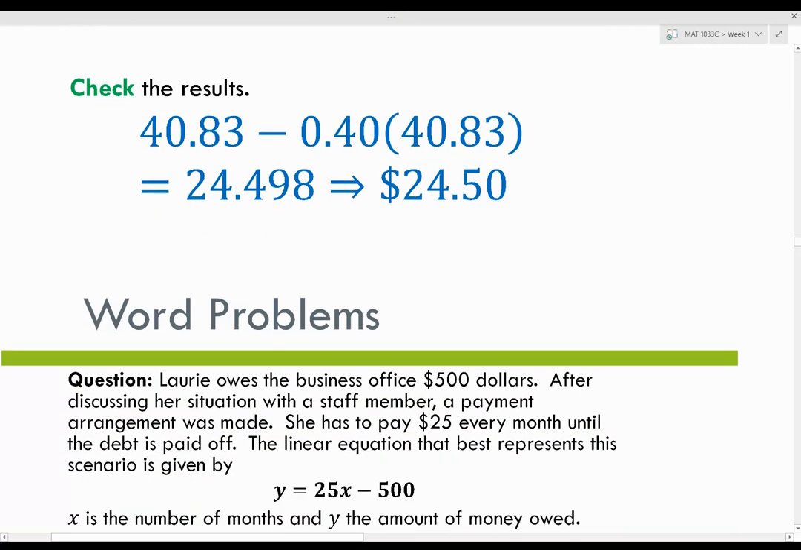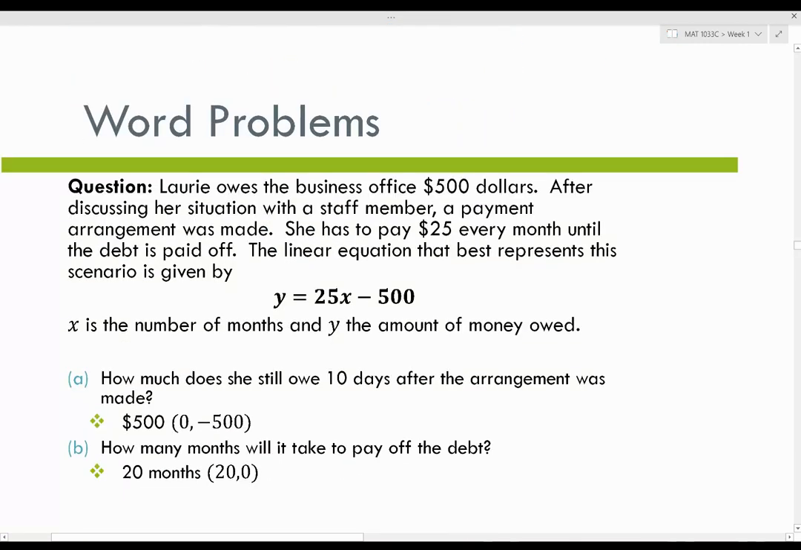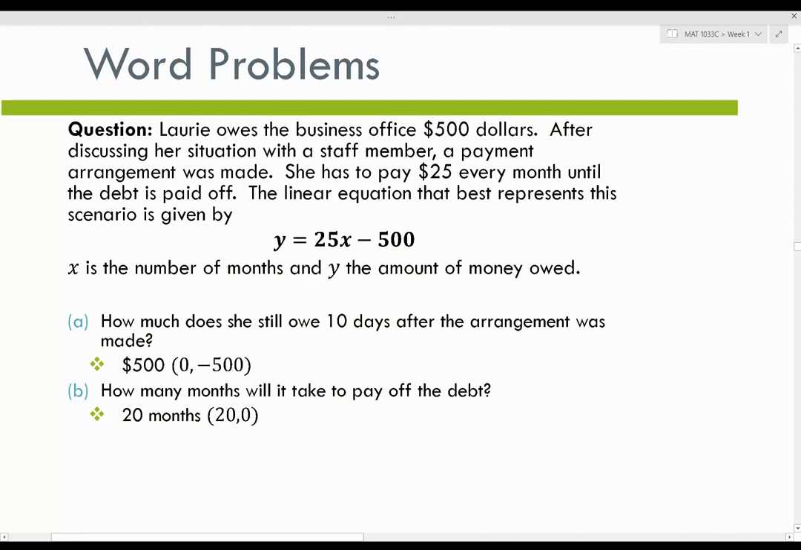All right, let's look at another word problem. So remember, our first step is to read the problem. It says, Lori owes the business office $500. After discussing her situation with a staff member, a payment arrangement was made. She has to pay $25 every month until the debt is paid off. The linear equation that best represents this scenario is given by y equals 25x minus 500, where x is the number of months and y is the amount of money owed.